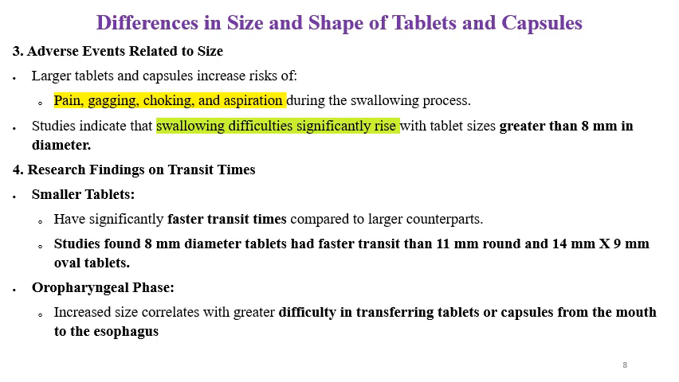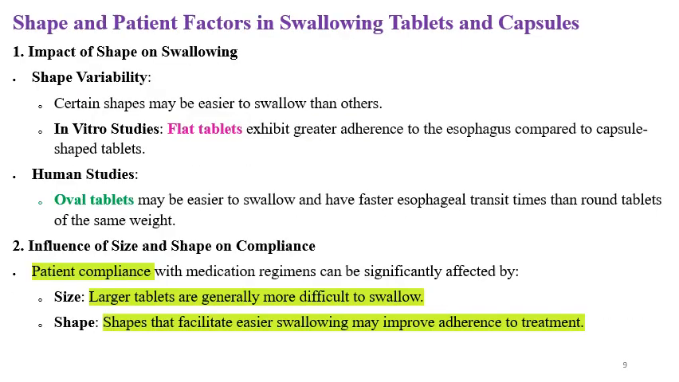Research on transit time has found that smaller tablets have significantly faster transit time compared to the larger tablets. Studies found 8 mm diameter tablets had faster transit than 11 mm round and 14 mm in length and 9 mm in width oval shaped tablets. Oropharyngeal phase: increased size correlates with difficulty in swallowing, difficulty in transferring the tablets or capsules from the mouth to the esophagus. So this is the problem with larger tablets and capsules.